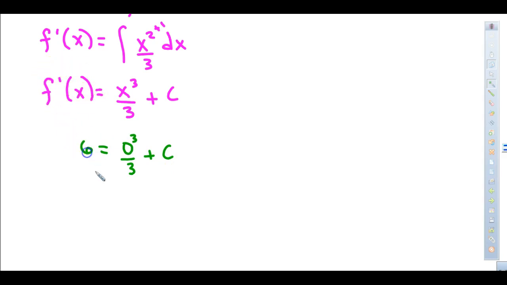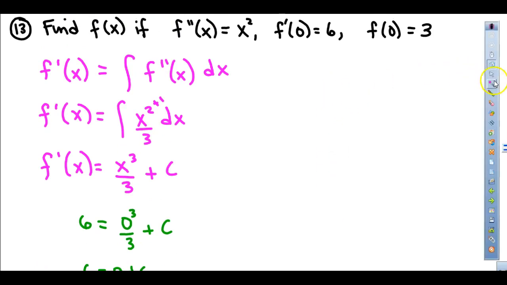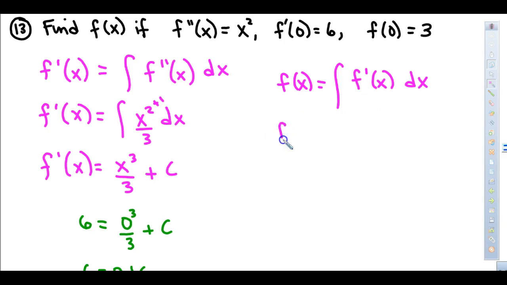F prime of x is my y. So it looks like 6 is equal to c. So that means that f prime of x is x cubed over 3 plus 6. Okay? So now to get f, I need to integrate f prime. Alright, so now to figure out what f of x is, we are going to integrate what we just got for f prime. And that was x cubed over 3 plus 6.